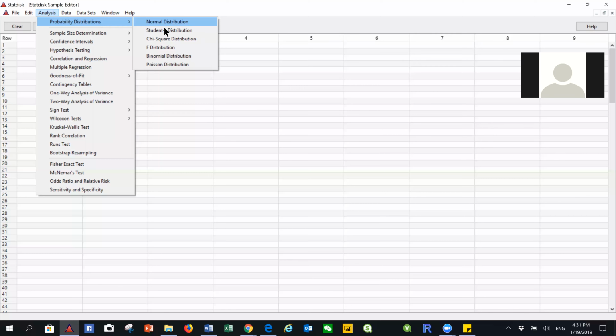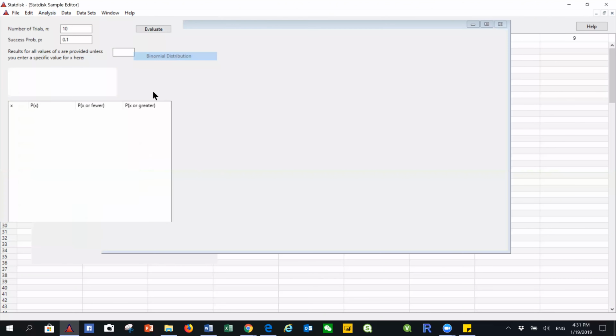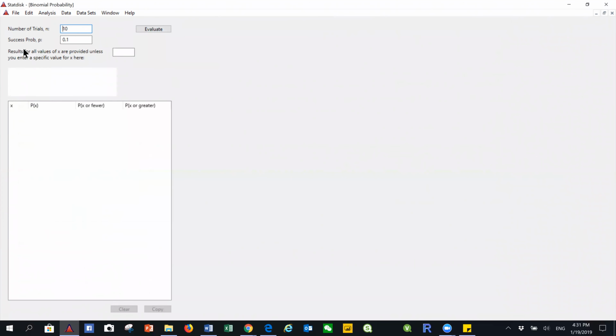So here you will see binomial and Poisson. Once you click on binomial, you will see a table like this with the number of trials n and the success probability 0.1. Consider this example of tossing a coin 10 times. Suppose it's an unbiased coin, with 0.5 probability for heads and tails equally.